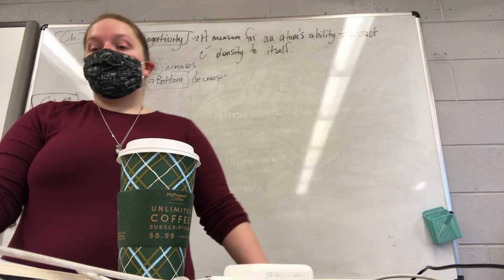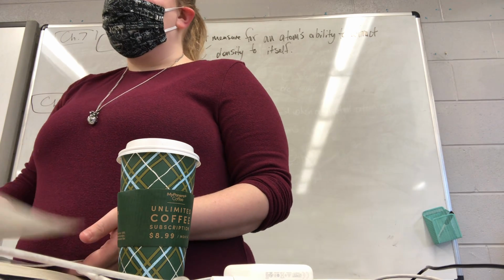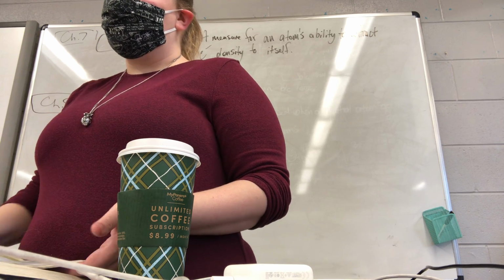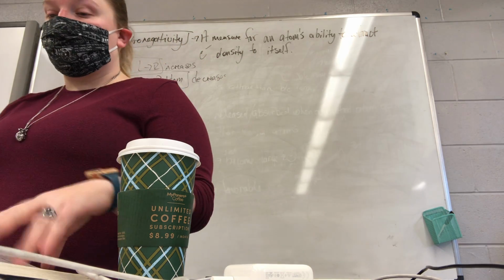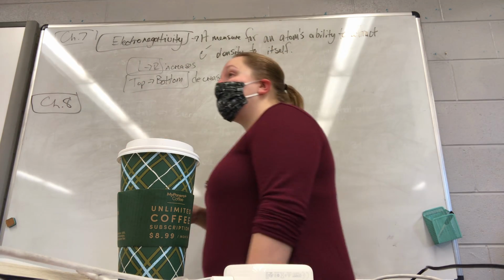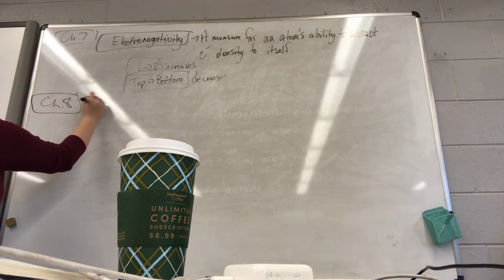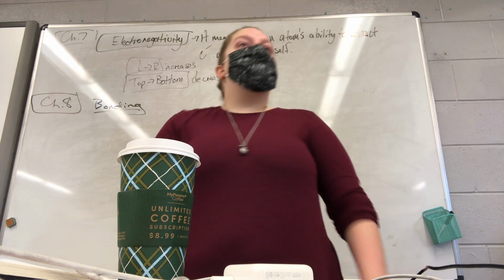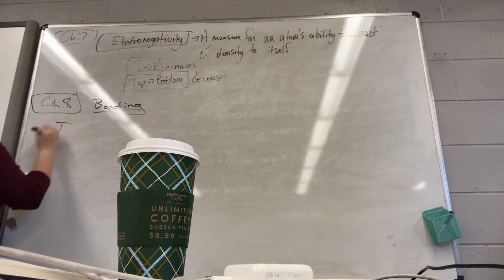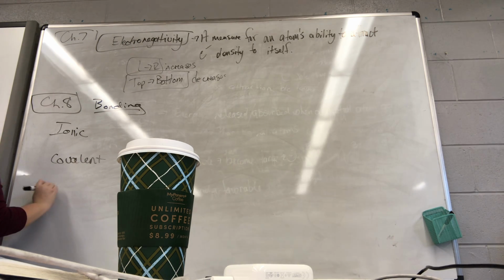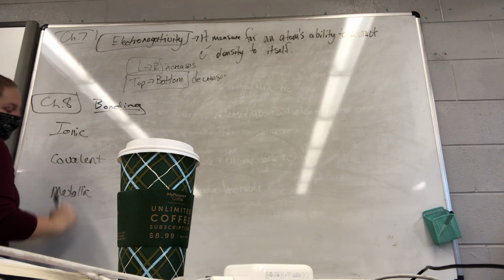Chapter 8 was very reviewy. Very, very reviewy. In chapter 8, we covered Lewis structures, something you probably feel okay with. Chapter 8 also talks about the types of bonds. Chemical bonding. Specifically, ionic, covalent, metallic.